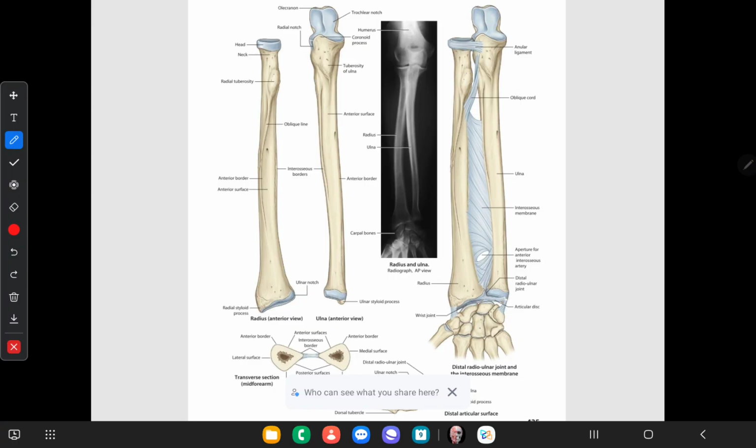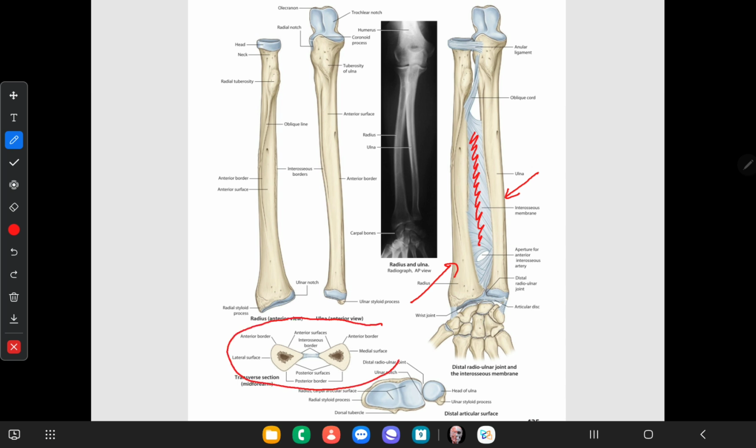Here you can see the ulna and radius. Here is the radius and here is the ulna, and here you can see the interosseous membrane. This is the interosseous membrane. It is a fibrous structure and it forms the connection between the radius and the ulnar bone. Here also you can see a transverse section of both ulna and radius.